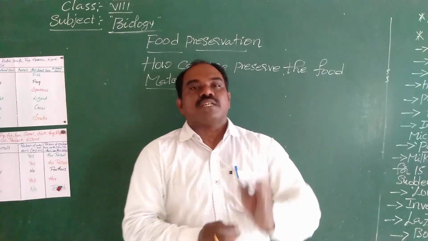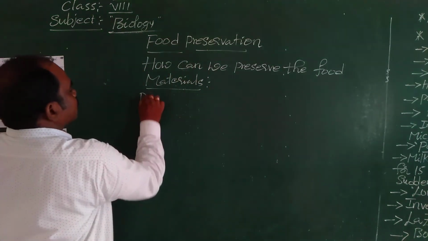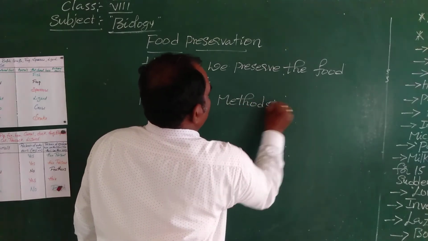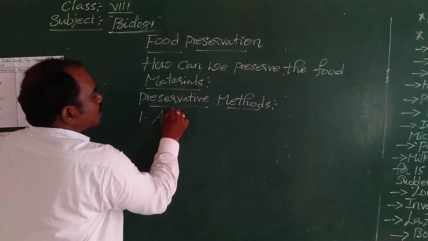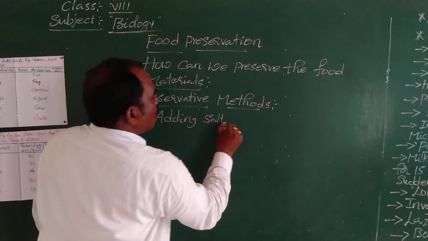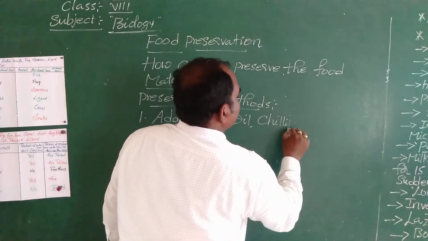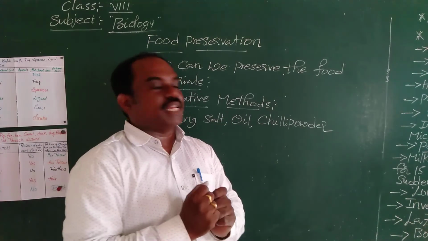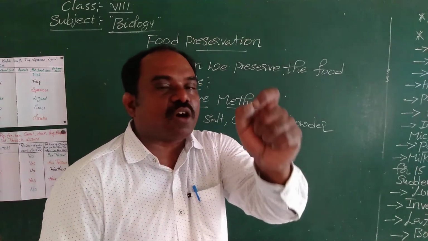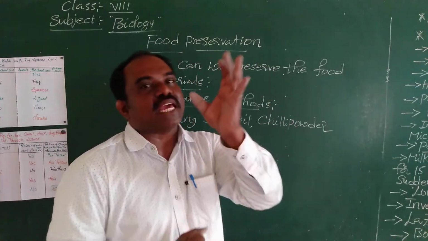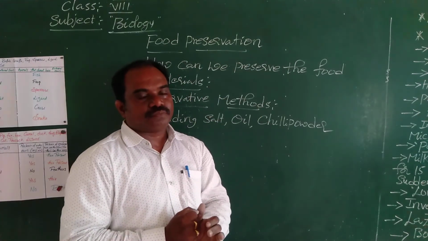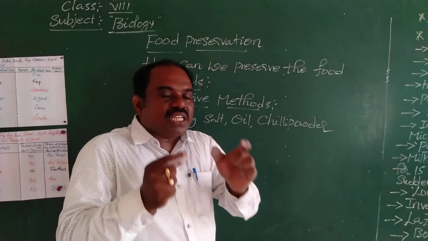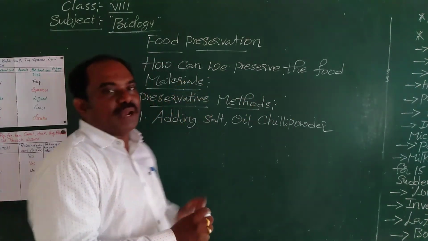Already we have learned in your previous class, 6th class, preservative methods. Adding salt, oil, chili powder: these are the ingredients. These ingredients help in the preservation of food materials. For example, your mother making pickles, lemon pickle, mango pickle, etc.